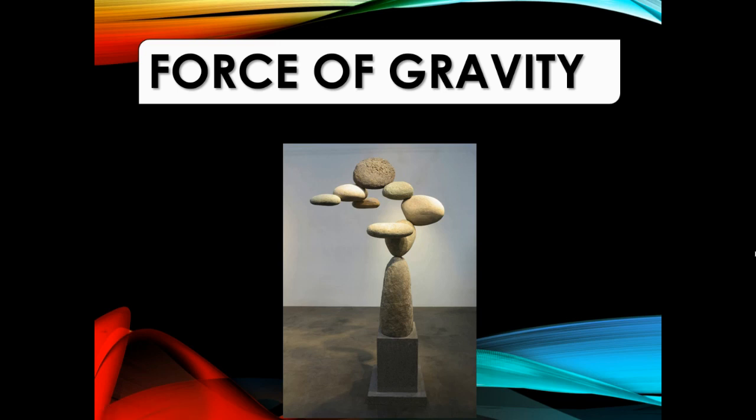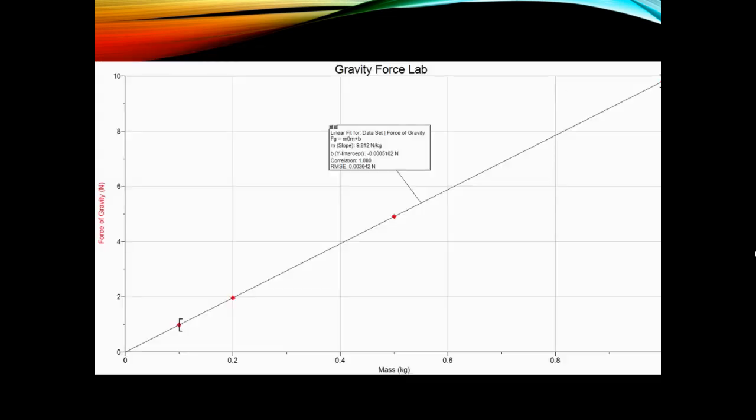Now that we've taken data and found the relationship between the force of gravity acting on an object and its mass, we can use that relationship to solve some problems. Going back to our lab, we found that as we increase the mass of an object, the weight of the object increases. Just a quick reminder that an object's weight is simply the amount of gravity acting on it. So the force of gravity is the same as the weight. Those two things are interchangeable.